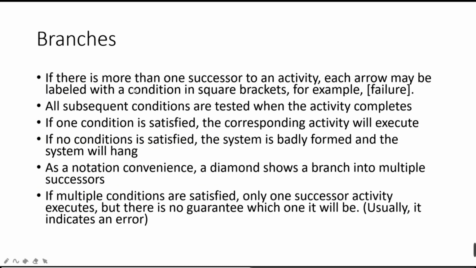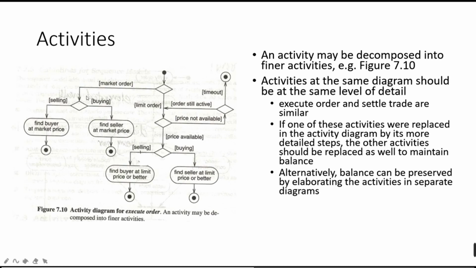And if there is more than one successor to an activity, each arrow may be labeled with a condition in square brackets, for example, failure and so on. For example, here, this is called a branch. A diamond is used for representing a branch, and each output is labeled by a bracket with conditions.